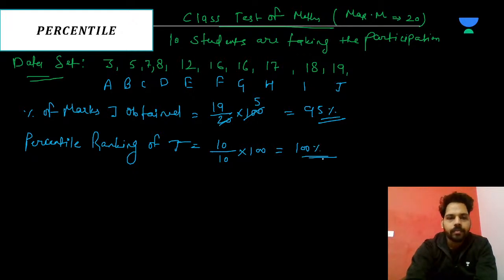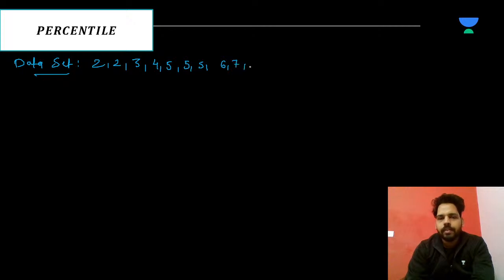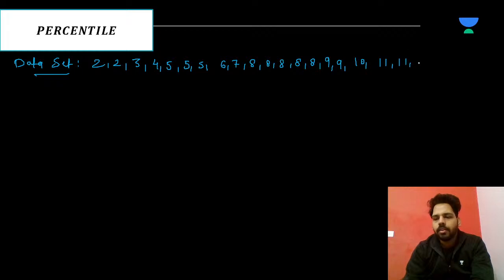Now I'm writing one data set. I'm taking one data set like 2, 2, 3, 4, 5, 5, 5, 6, 7, 8 is coming 5 times, 9, 9, 10, 11, 11, 12. Understand? This is your data set.